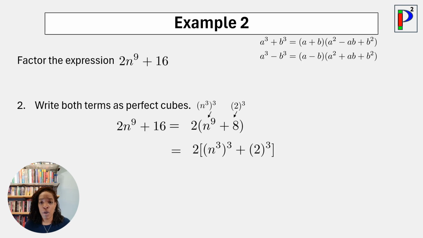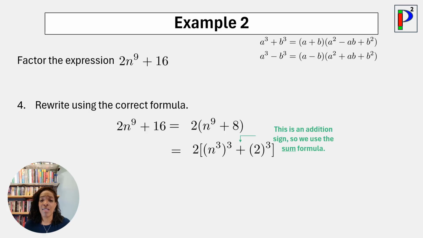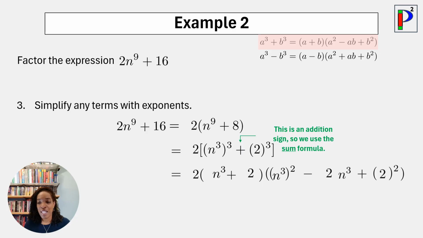Now let's choose our formula. We have an addition sign, so we should use the sum formula. We can now populate the formula, keeping the 2 outside of the parentheses. n cubed first, then 2, then n cubed squared, then 2 times n cubed, and finally 2 squared. After everything is populated, we're going to simplify any exponents. I see that I need to simplify n cubed squared, so n to the third squared should become n to the 6th, and 2 squared should be 4.